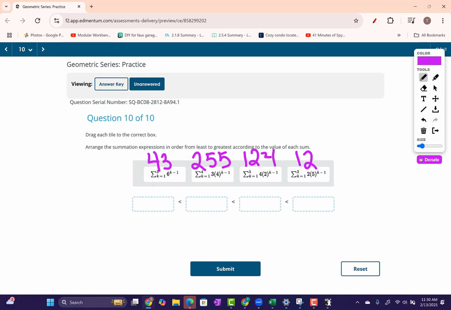So we want to write these from least to greatest. You can see the 12 is the least, then the 43, then the 124, and then the 255. And they just want you to write the corresponding sigma notations in each box.